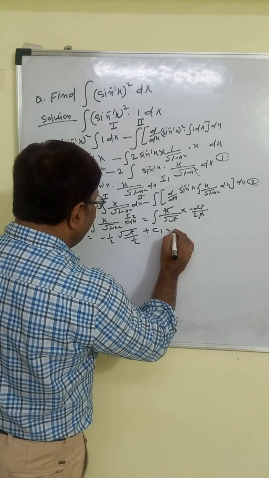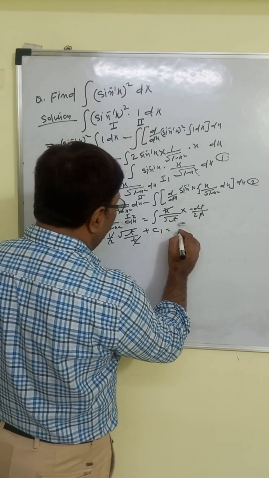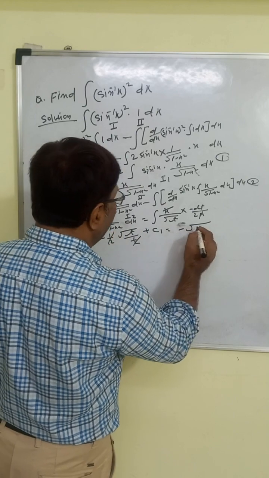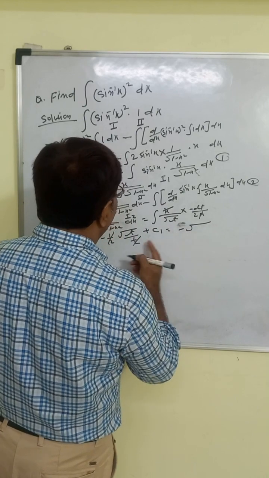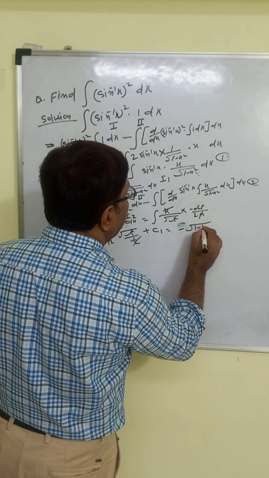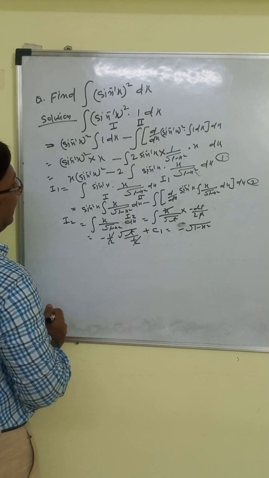So we can write here minus half, and the halves cancel out. So we get minus root under t. And t we have assumed as 1 minus x square. So this is minus root under 1 minus x square.